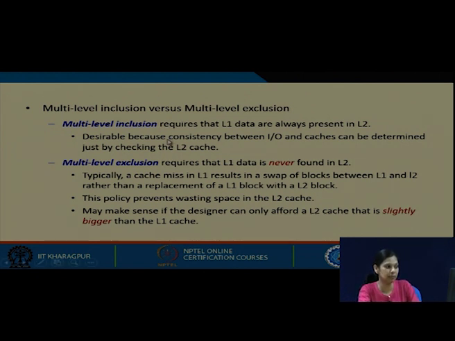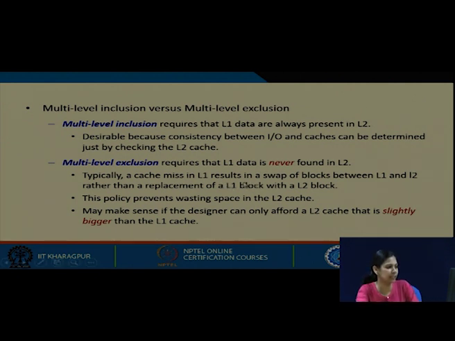This is desirable because the consistency between I/O and caches can be determined just by checking the L2 cache. So, the I/O can just check the L2 cache and find out the data. What is multi-level exclusion? This requires that L1 data is never found in L2. That means L1 holds certain data and L2 holds certain data, but there is no common data in between. So, whatever is there in L1 is not there in L2.